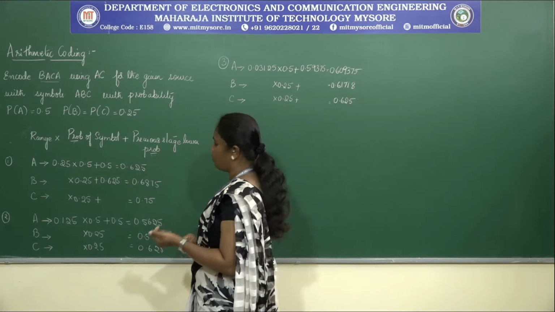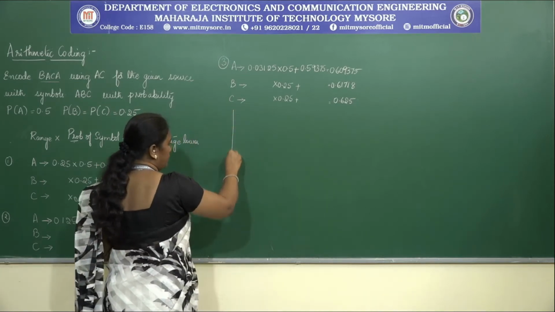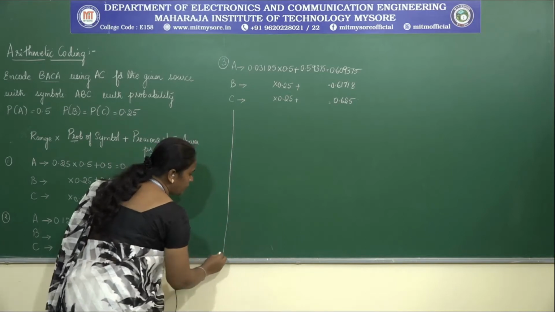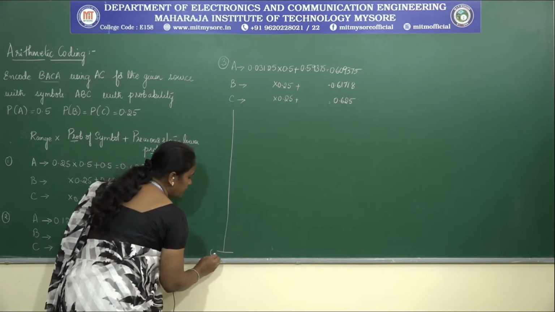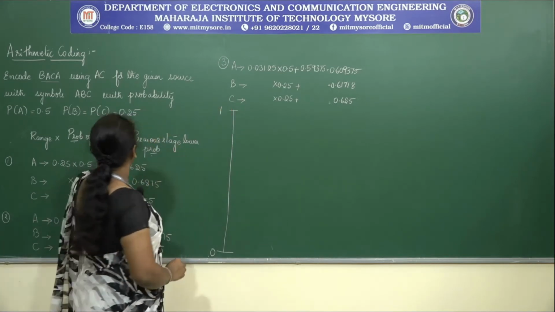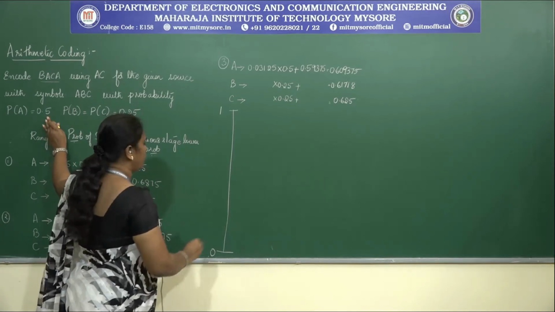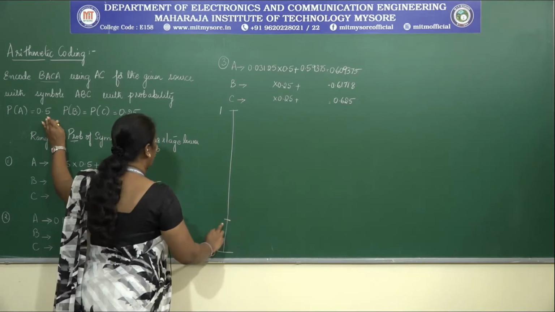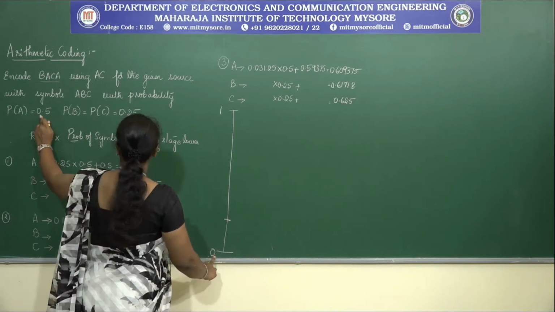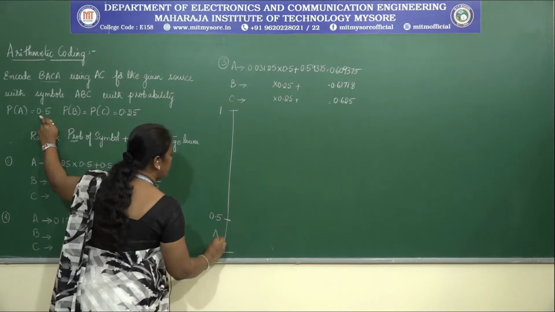The first step is that we need to divide the range. So first we will fix what the range should be. Let us consider the range varies from 0 to 1. Corresponding to that, what are the probabilities we have? We have A. What should be the range of A? The range of A varies from 0 to 0.5. So this is your 0 and this is your 0.5 and the symbol is A.